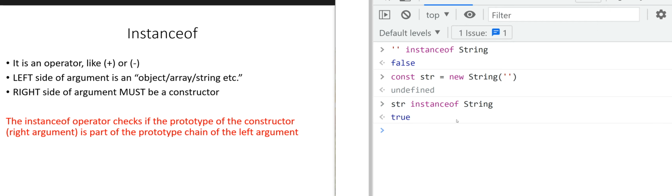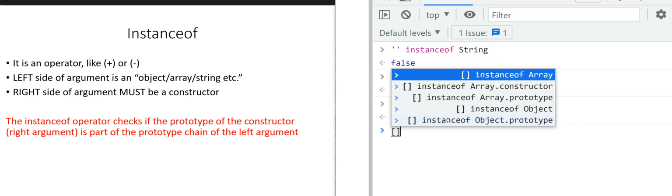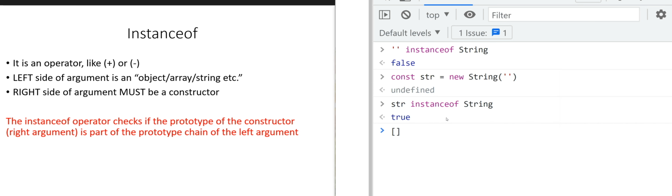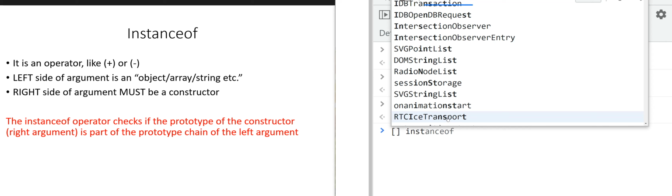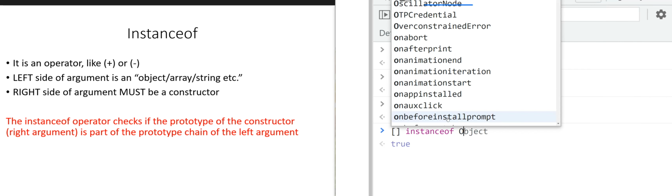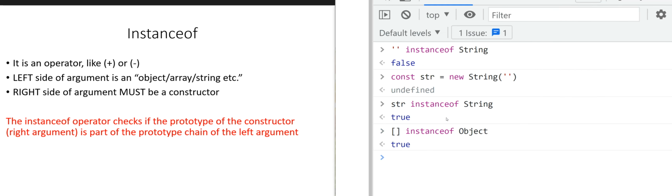Okay. Also, we can say, is an empty literal array an instance of the Object constructor? And yes, that is true. Why? Because it's going to check this Object constructor's prototype, right? It's going to take Object and do .prototype. This gives us the object base. So array literals are connected to the object base, as we know, right? Okay, let's move on.